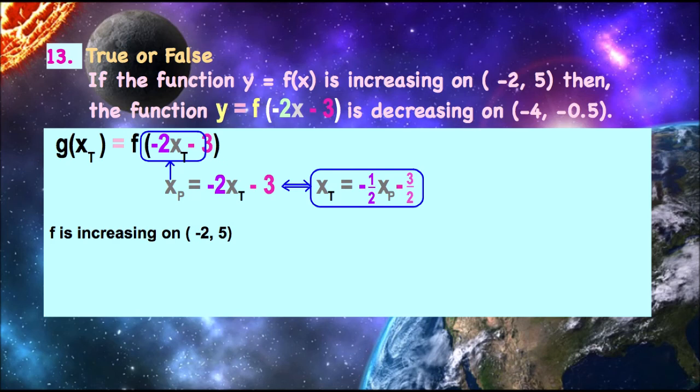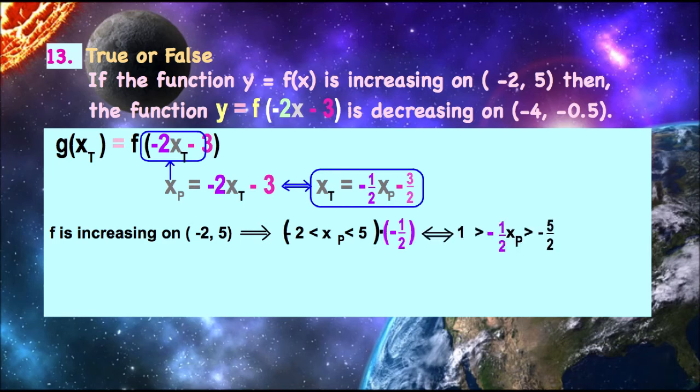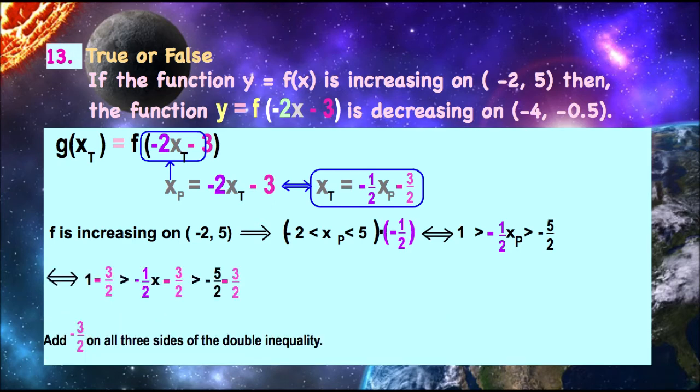f is increasing on the open interval (-2, 5). Thus, -2 is less than x parent, which is less than 5. Multiply all sides of the double inequality by -1/2. Equivalent to 1 is greater than -1/2 x parent, which is greater than -5/2. Equivalent to adding -3/2 on all three sides of the double inequality: 1 minus 3/2 is greater than -1/2 x parent minus 3/2, which is greater than -5/2 minus 3/2.